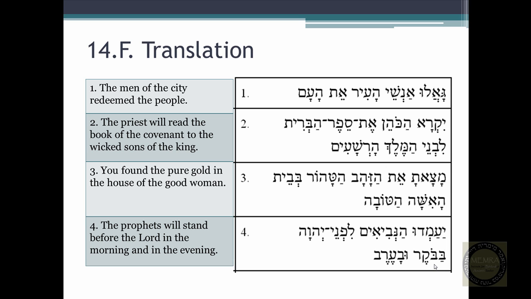Back here, the normal article marking is patach and then the dagesh in the first consonant of the noun. That can't happen here because we have the letter ayin, which is a guttural. It does not take dagesh, and so this lengthens to qamets. But it's in the morning.